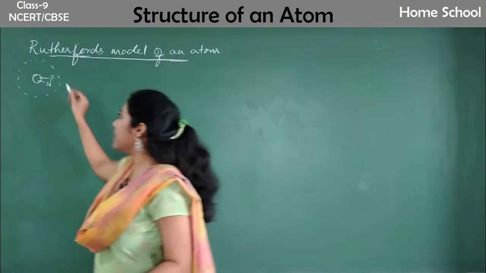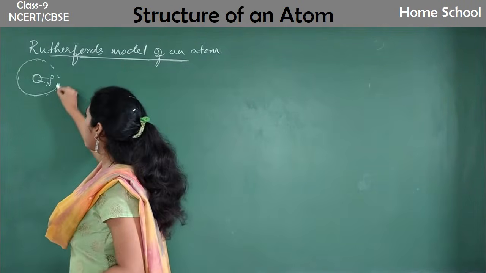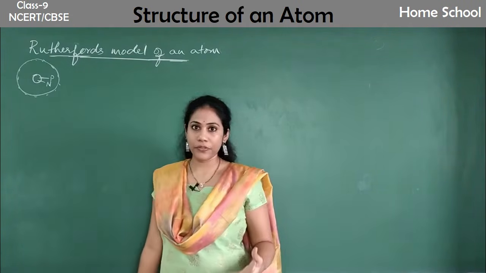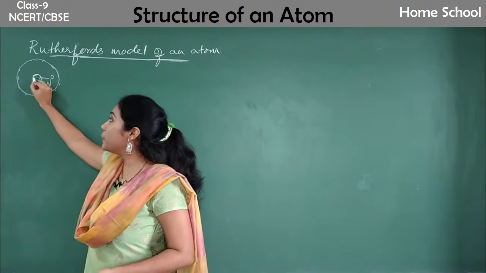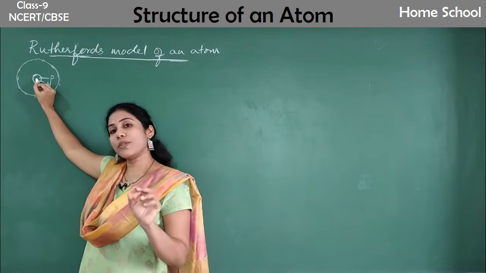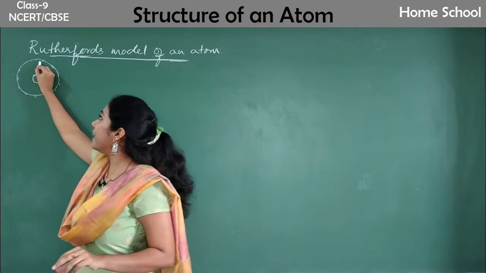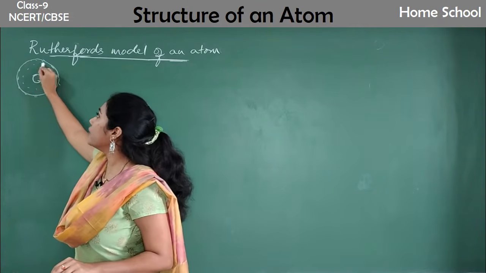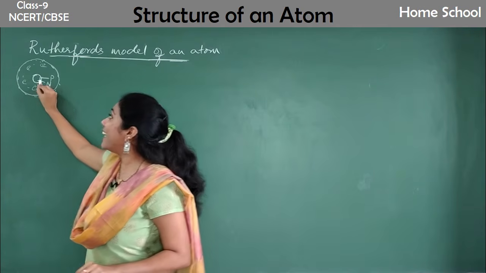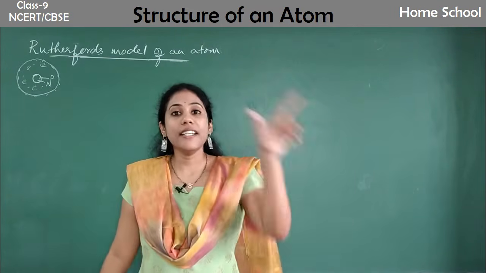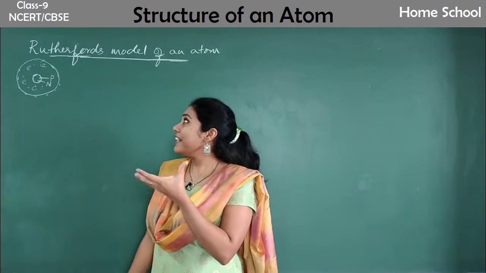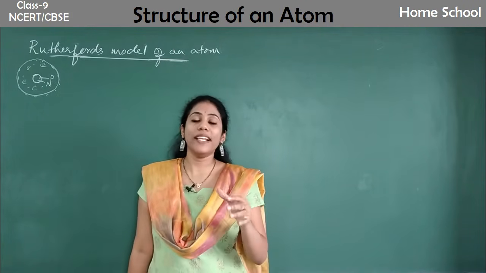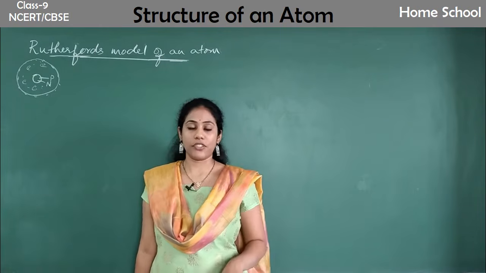So he said an atom is spherical in shape, where a central nucleus is there. Inside the nucleus you have protons and neutrons, and electrons will revolve around this nucleus in a circular way. So this is Rutherford's idea of how electrons, protons and neutrons were arranged.